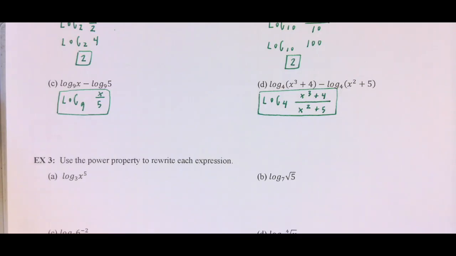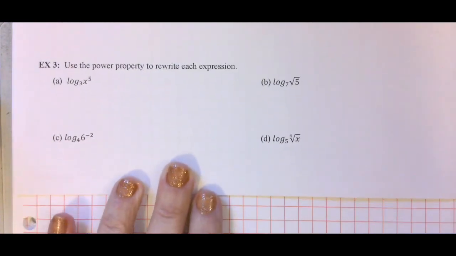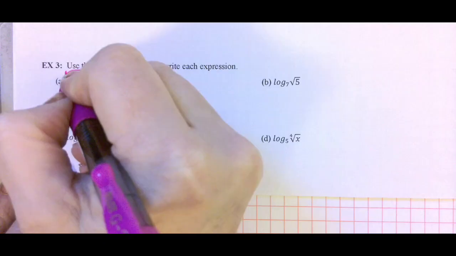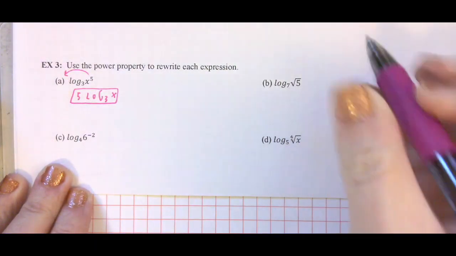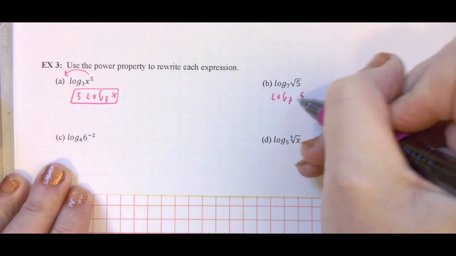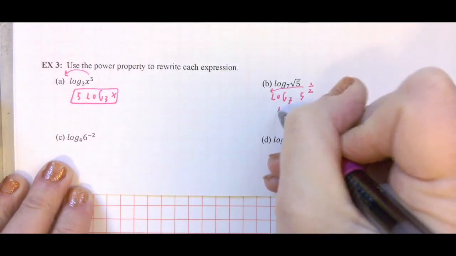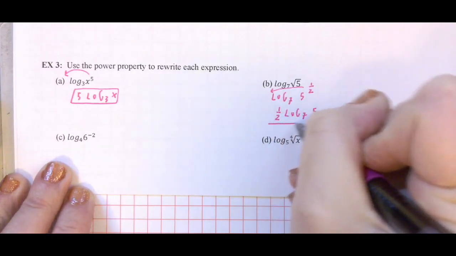Okay, lastly is just practicing that power property. So here we would take the exponent, put it out in front. So 5 times log base 3 of x. Here it's written as a root. So if I first just rewrite that as log base 7 of 5 to the 1/2 power, now I can pull it out in front. Half of log base 7 of 5.